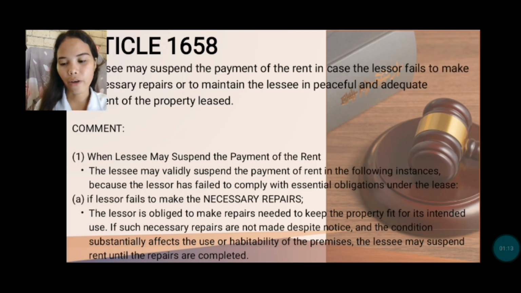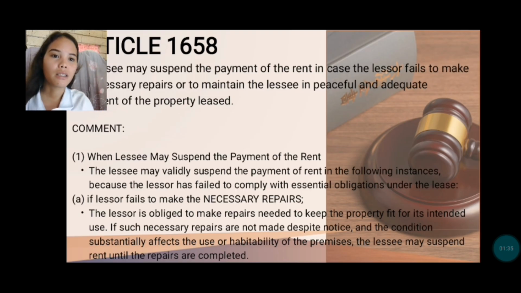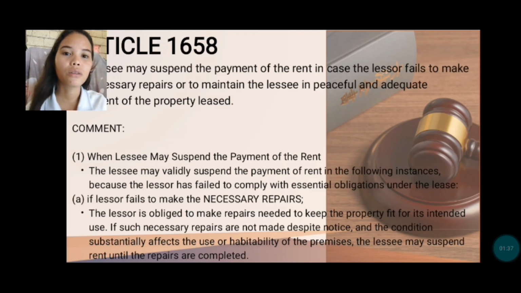So, in Article 1658, the lessee may suspend the payment of the rent in case the lessor fails to make the necessary repairs or to maintain the lessee in peaceful and adequate enjoyment of the property leased. So, comment. Number 1. When may the lessee suspend the payment of the rent?